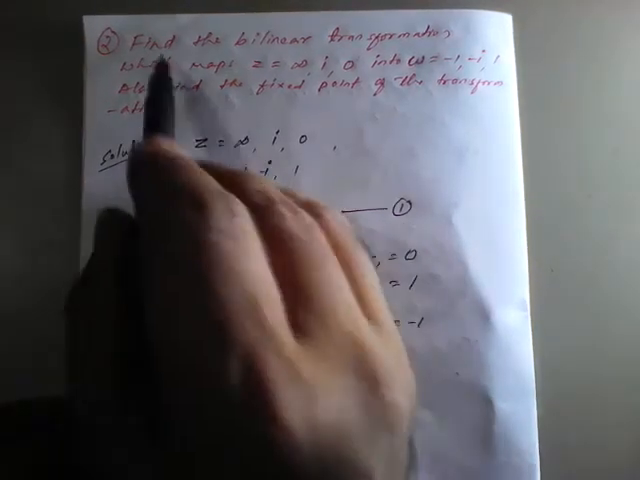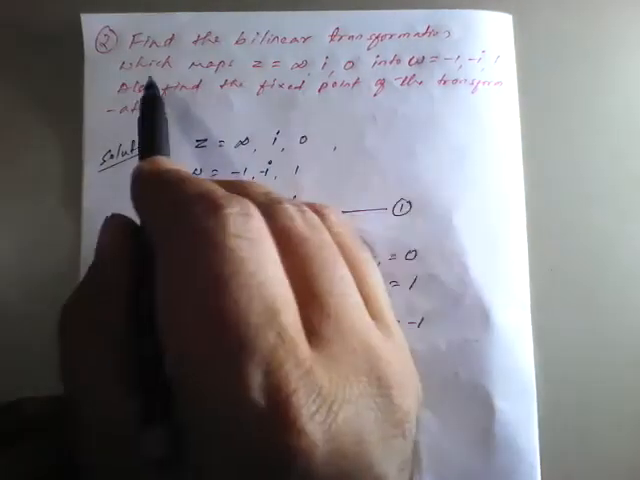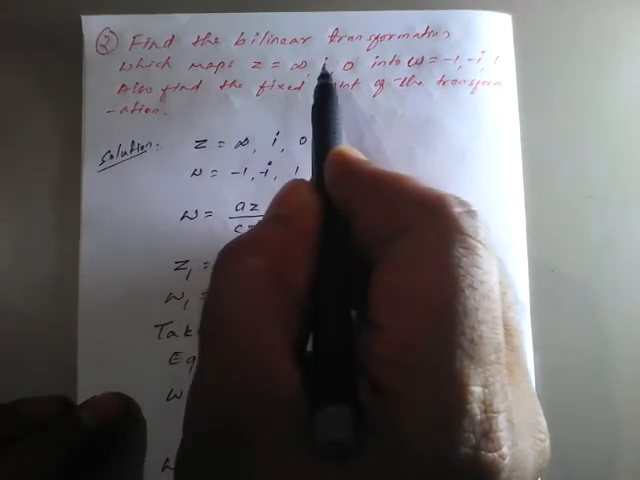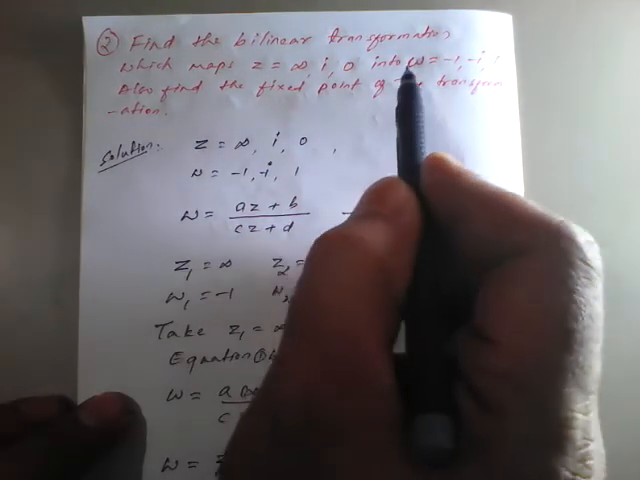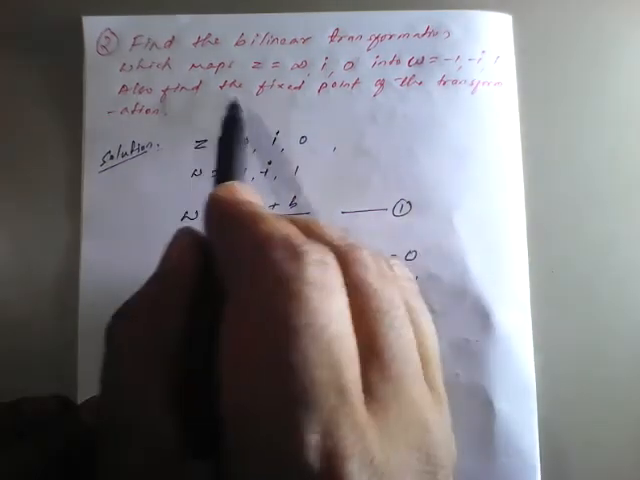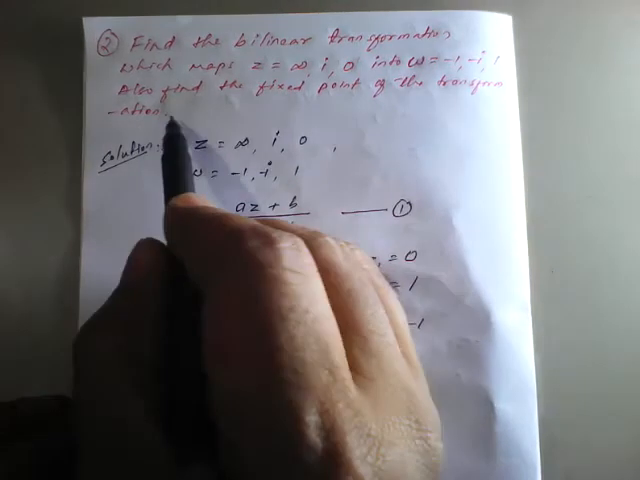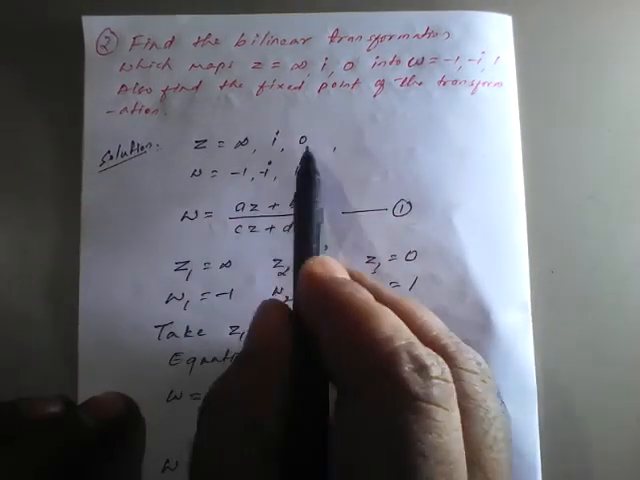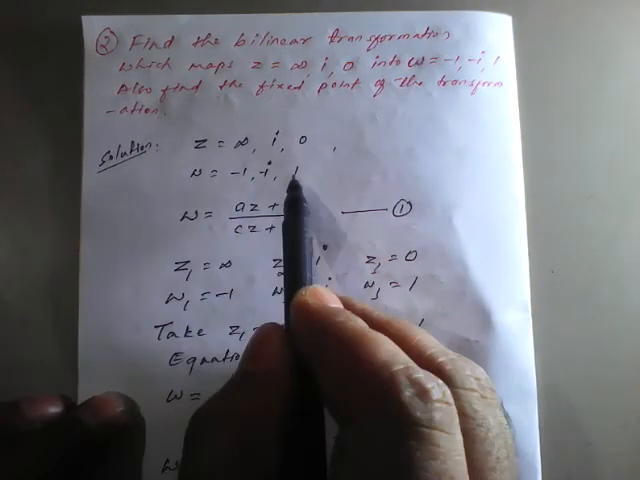Now the next new question is: find the bilinear transformation which maps z equal to infinity, i, 0 into w equal to minus 1, minus i, 1. Also find the fixed points of the transformation. So I have taken the given values of z and the given values of w here.